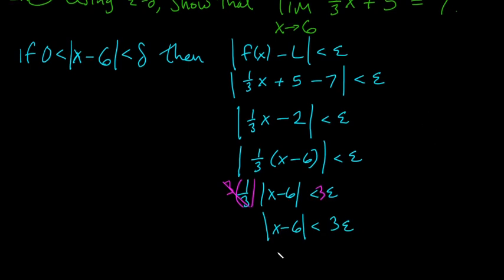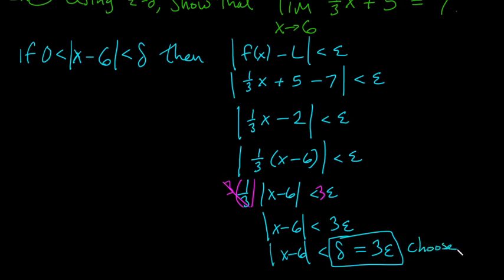And sure enough, if we want x minus 6 to be less than delta, then we should choose our delta to be no bigger than 3 times epsilon. Don't make it 4 epsilon or 5 epsilon. You can make it 2 epsilon or even just 1 times epsilon. Anything smaller should work. Anything bigger probably won't work. So this is going to be our choice. This is what we're going to choose our delta to be.